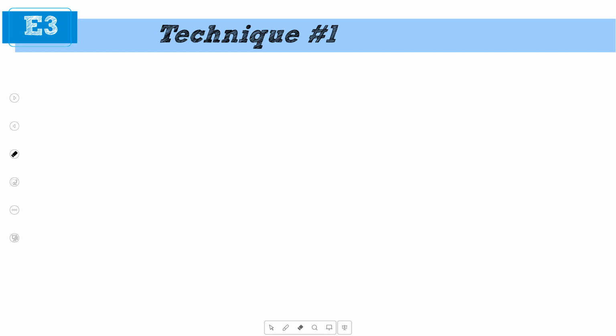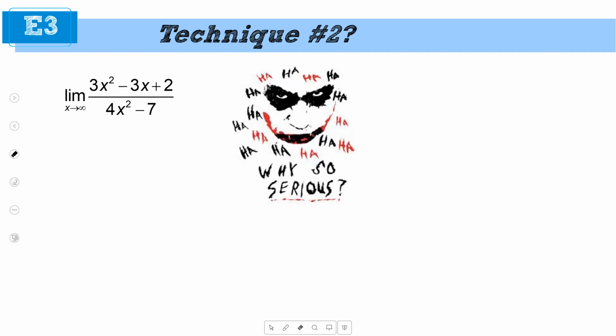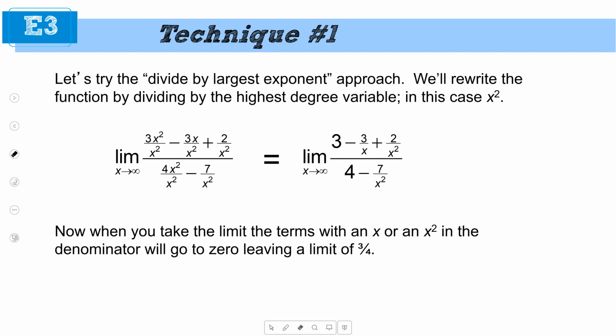X squared. Okay, so here's technique number 1. Dividing everything by x squared, you get that mess on the left. 3 minus the quantity 3 divided by x plus the quantity 2 divided by x squared, over 4 minus 7 divided by x squared. All of those last 3 terms are going to disappear and go to 0, which leaves you with 3/4, which is exactly what we were looking for. We knew that already. Again, not the most practical technique. I'm just giving you weapons to use.